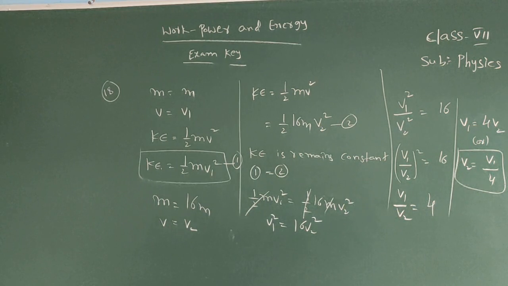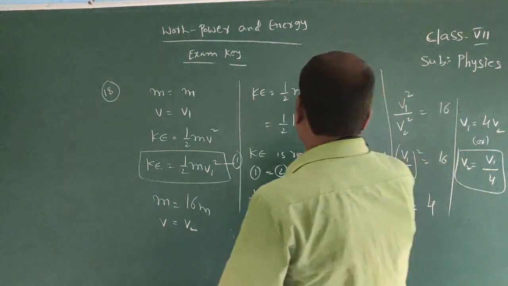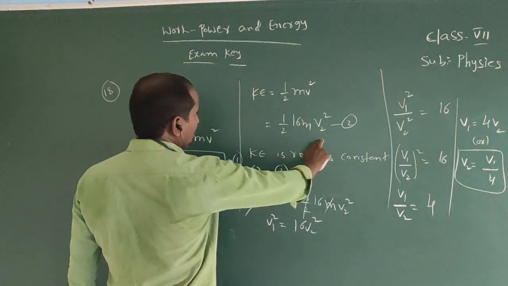Listen once again. Mass is given, velocity equals v1, and the kinetic energy equals half into m into v square. Therefore K equals half into m into v1 square. Next case, mass is increased by 16 times. That means in the second case mass equals 16 m and velocity equals v2. So here K equals half into m into v square. Now m equals 16 m, v equals v2 whole square.